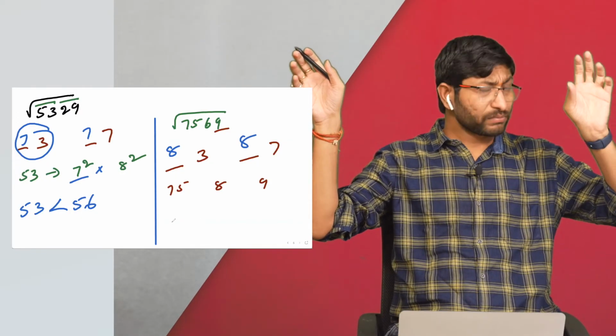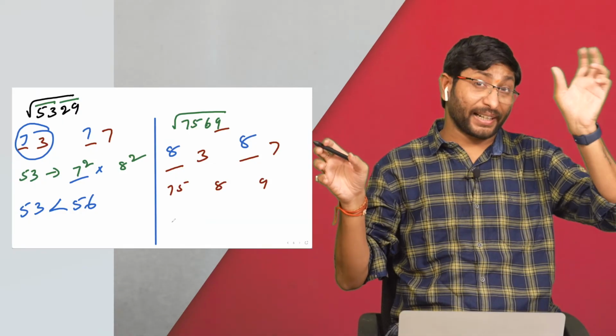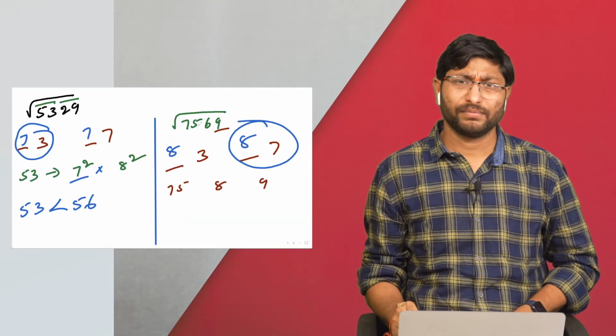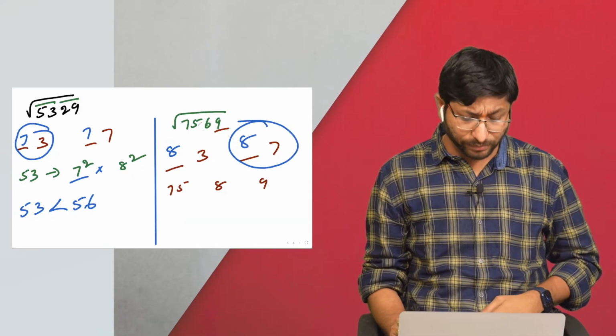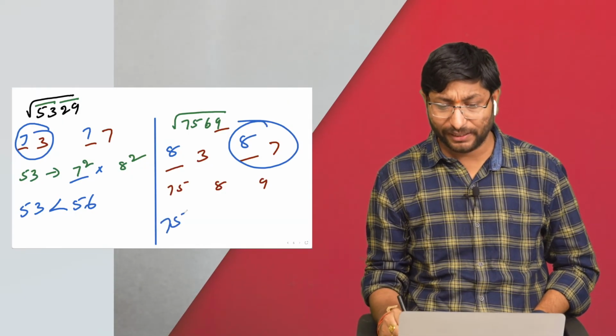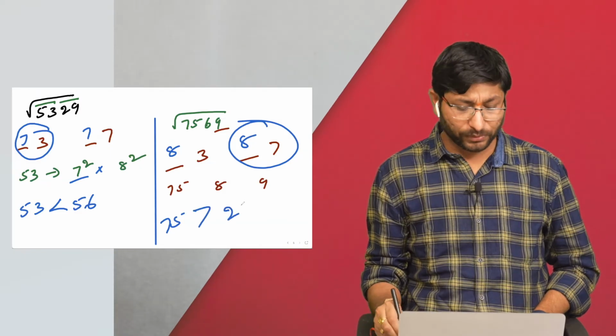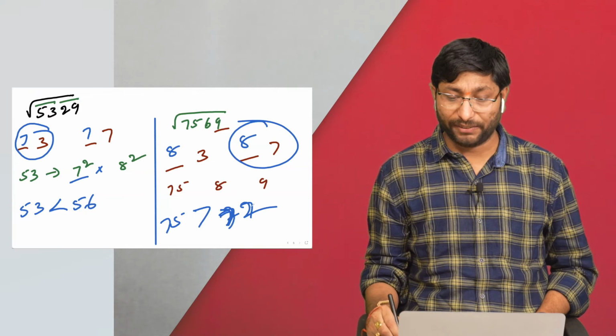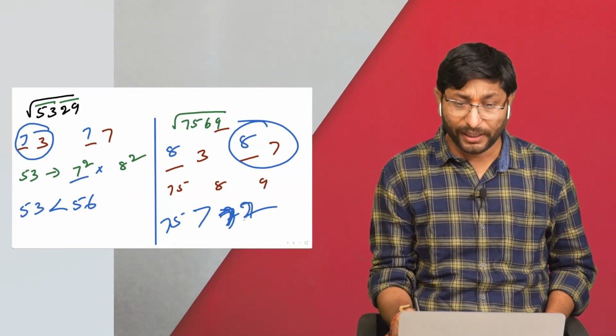8 9s are 72. 75 is greater than 72. So the answer can be 87. Very simple. 75 is greater than 72. So the answer will be 87. Very simple. Got it? Next.